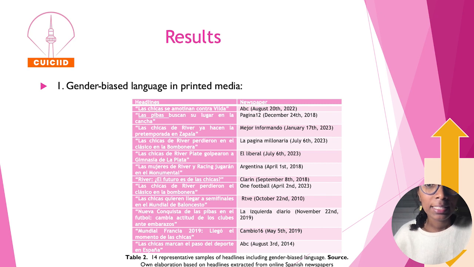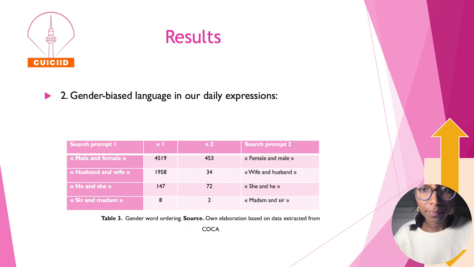A more thorough analysis of the different headlines showed that the term chicas, girls, was employed instead of the term jugadoras to refer to female sport players. It is noteworthy that although in some cases the players in question were under the age of 18, the majority of the samples pertain to adult players. As you can see here, las chicas, las pibas, las chicas.